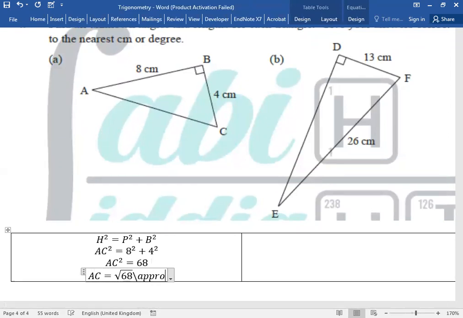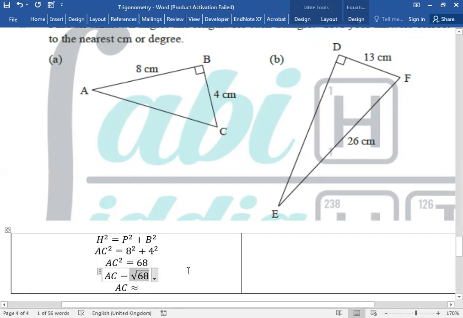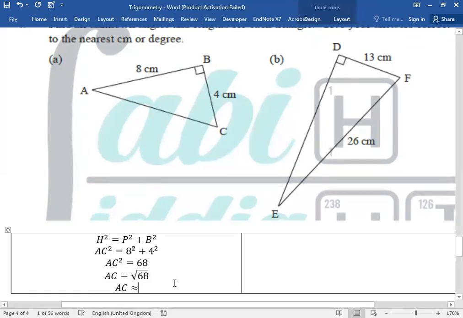Now the question says to write it correct to the nearest centimeter. So now you can round it off, but I'd advise you that if you want to use this value for your future calculations, use this value, under root 68, which is called the exact value. If you want to use this value for your future calculations, use under root 68 as it is. But the question says to round it off.